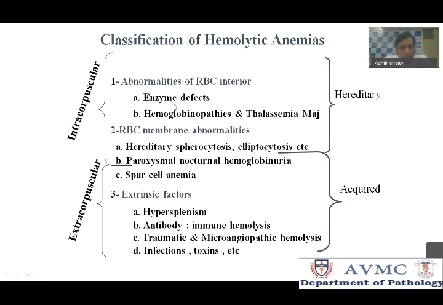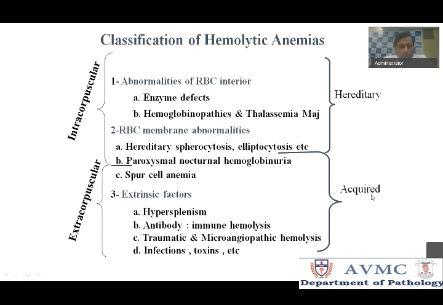Enzyme defects like G6PD deficiency will have intravascular hemolysis. That is, hemolysis happens within the blood vessel. So this is the classification of hemolytic anemia. I'm not going to stress much about this. Just remember, most of the intracorpuscular hemolytic anemias, where the defect is in the membrane, hemoglobin or enzyme, are more likely hereditary disorders, and extracorpuscular is more likely an acquired disorder.